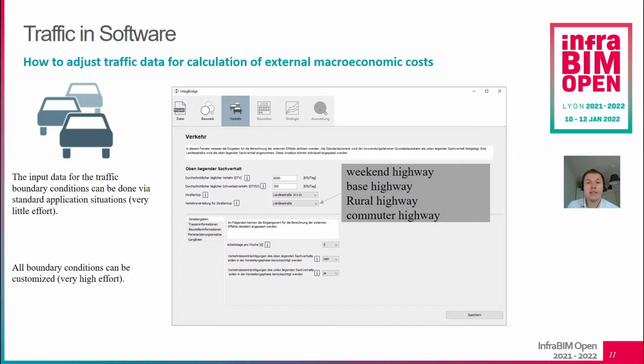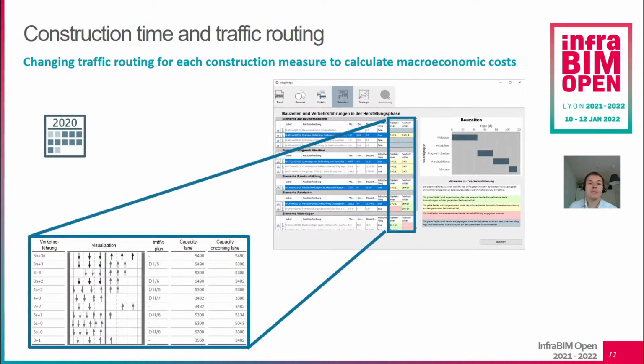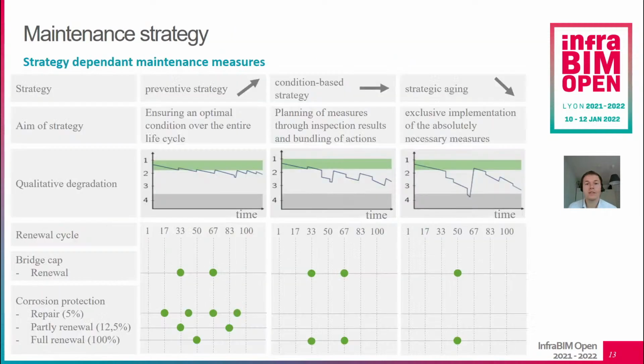The next important parameters for the calculation of the macroeconomic costs are the construction time and the traffic routing for the construction measures. The construction time for each measure comes from the pre-balanced elements together with the quantities from the BIM model, and the traffic routing during these construction measures can be chosen in the software. For each traffic routing, there are specific capacities in the software for the lane and the ongoing lane to calculate the traffic jams and time losses during these construction measures.